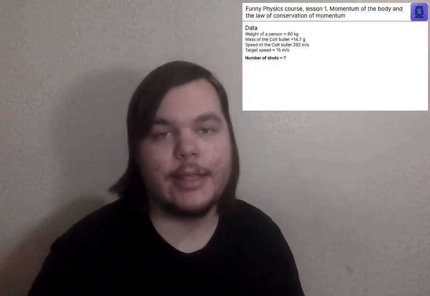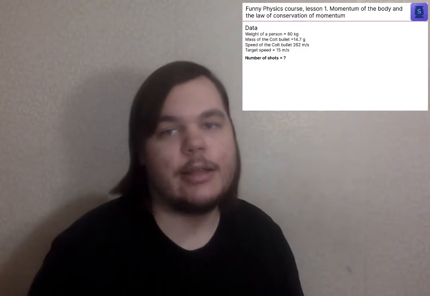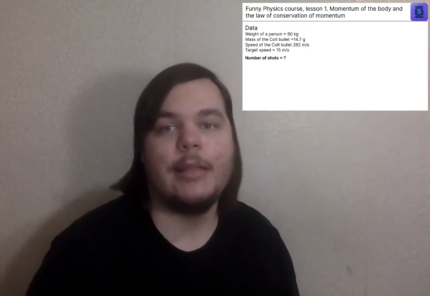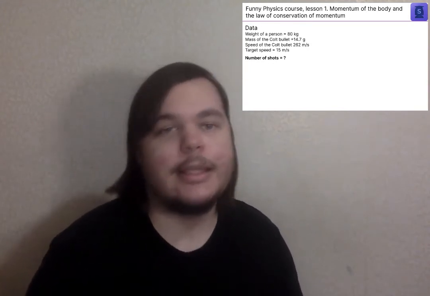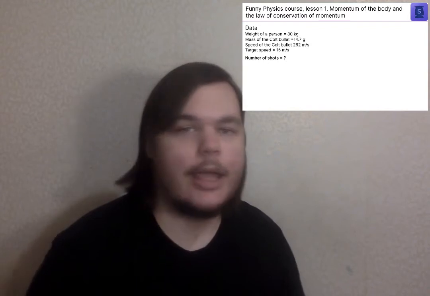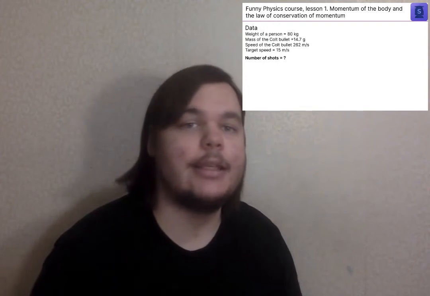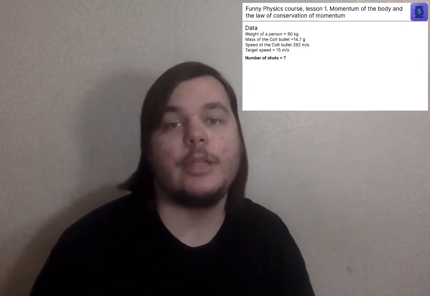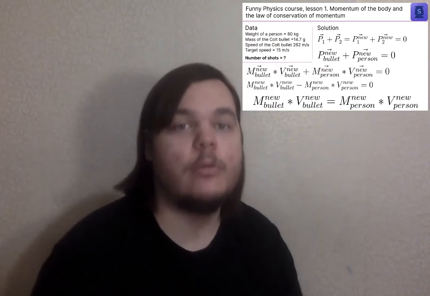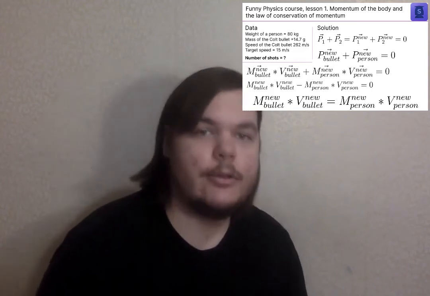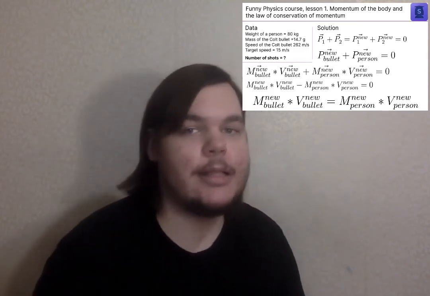To solve the exercise, consider the formula in our task. The role of the first body is played by the bullet and the role of the second body is played by the person with the Colt. Before the shot, the speed of both the bullet and the body is zero. That is, when we make a shot, the bullet flies in one direction and the body begins to move in the other. So the total momentum is still zero, and we can transform the formula like this. Now we know that the momentum of the body is equal to the momentum of the bullet. Thus we know how much one shot repels us.